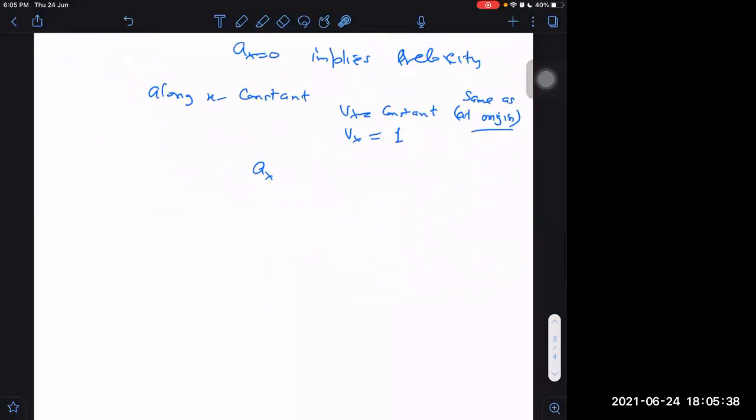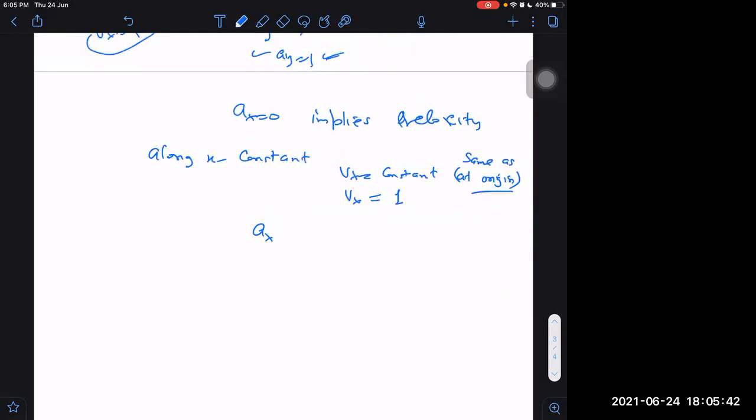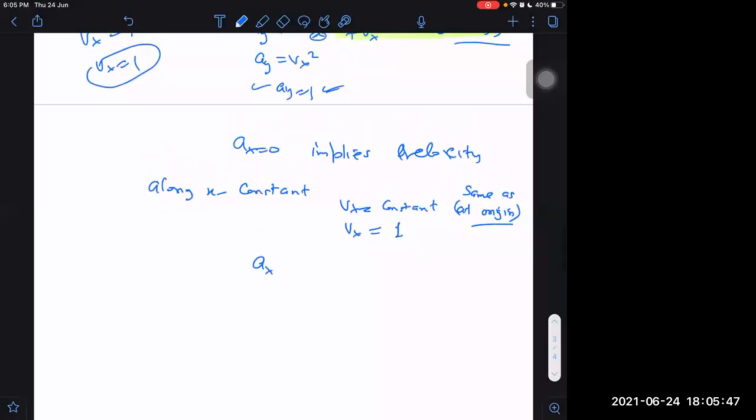Does it mean we can say that Vy is always equal to 0 also? No, sir. Ay is not constant, no sir. So we can't say Ay is constant, I think.